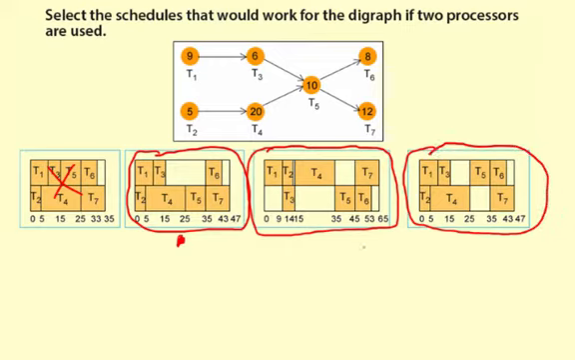Alright, so those are the schedules that would work for the digraph with two processors. There are three possibilities here. And you would probably want to choose from the second one or the last one because this third one here takes a lot more time.